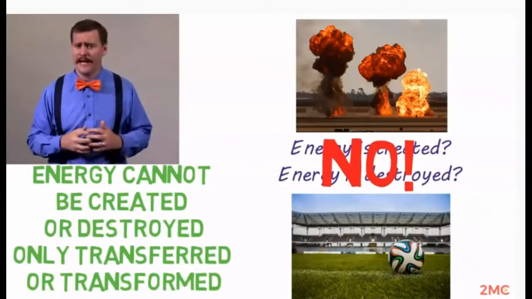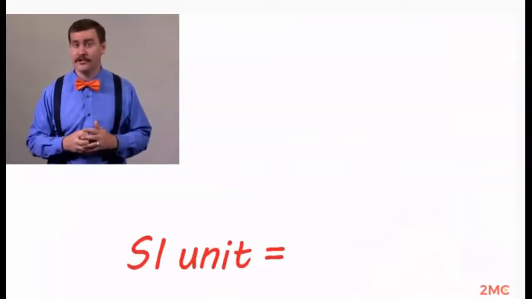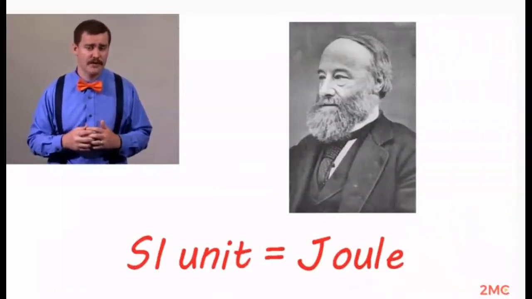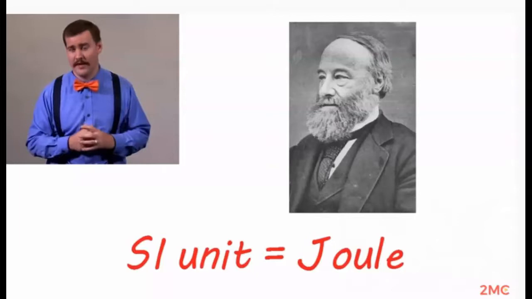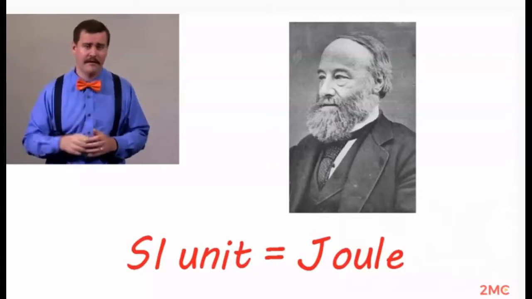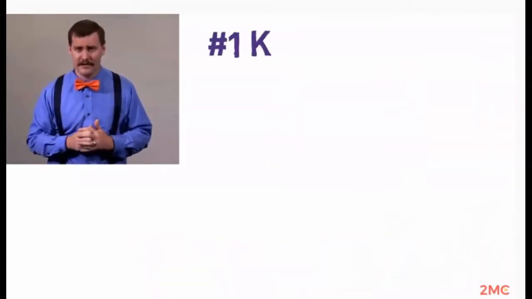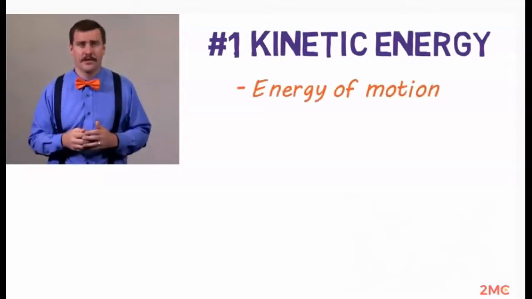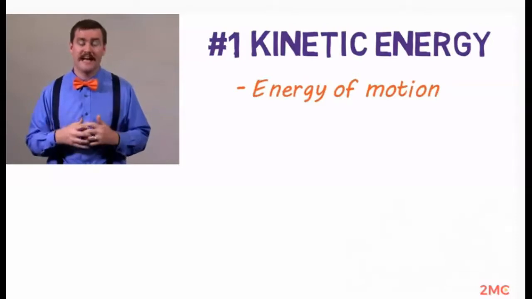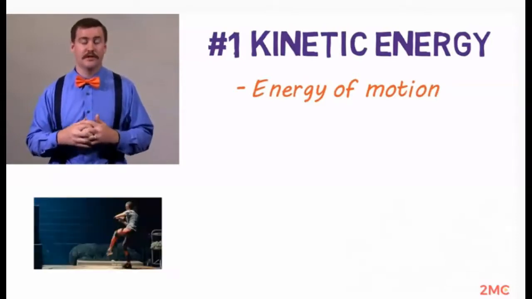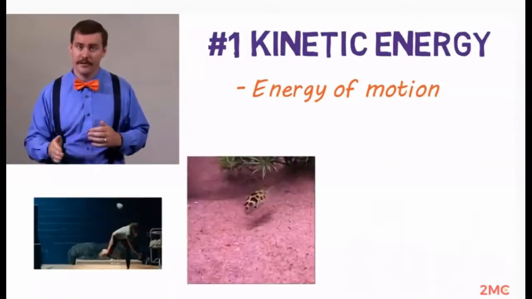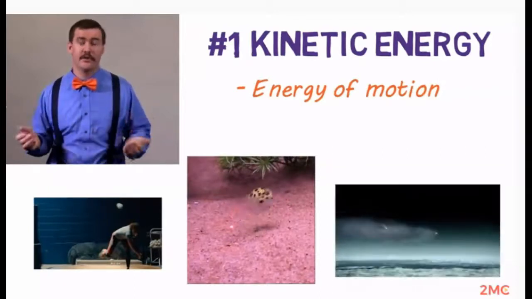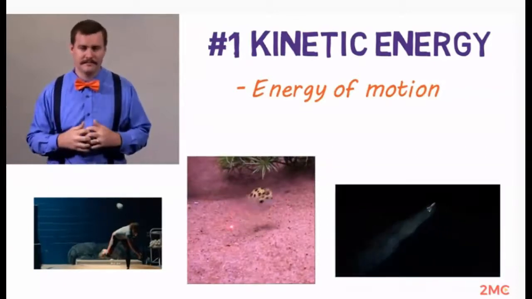Let's talk a little bit more about energy. The SI unit for energy is the joule, named after James Prescott Joule, and there are different forms of energy. I'm going to talk about 5. Number 1 is kinetic energy, and is probably the energy you're most familiar with. This is the energy of motion. So any object moving through space has kinetic energy. This includes a ball thrown through the air, a swimming fish, and even a space shuttle flying through space.